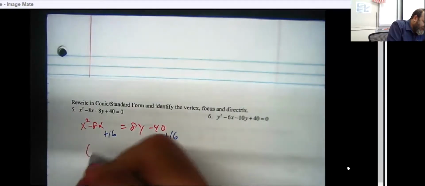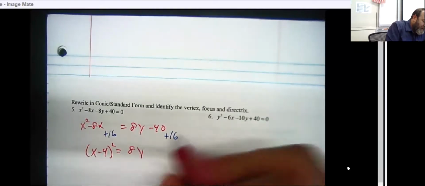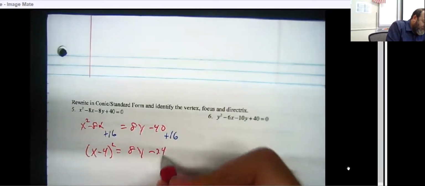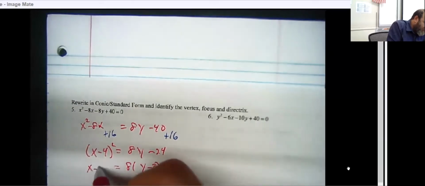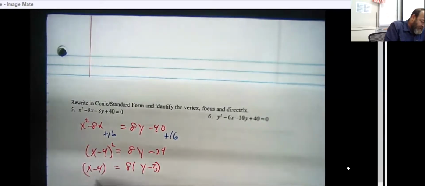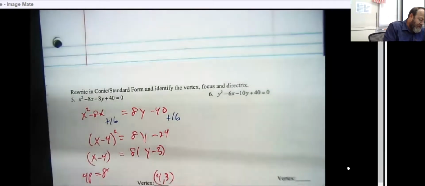So on the left side, I've got x minus 4 squared. And on the right side, I've got 8y minus 24, which I could factor that out because of how this works. So that tells me that my vertex is at 4, 3. And that if 4p is 8, that makes p the number 2, right? Because 4 times 2 is 8.